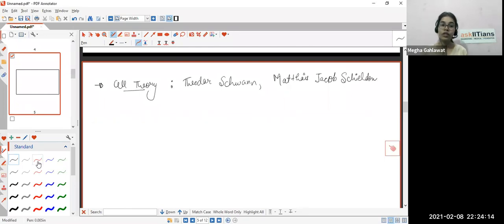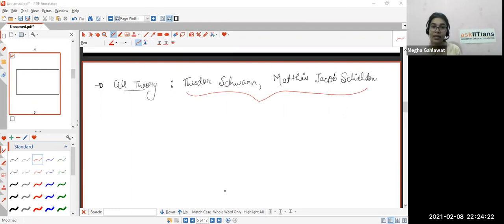Okay, so these were the two scientists who actually gave the cell theory first. In 1838, it was Matthias Jacob Schleiden who came first, and then it was Theodor Schwann who came along the lines, and then compositely in 1839, they gave the cell theory. So we'll write the year 1839.